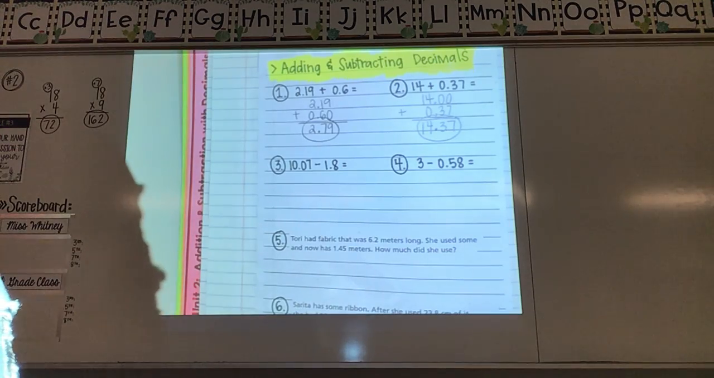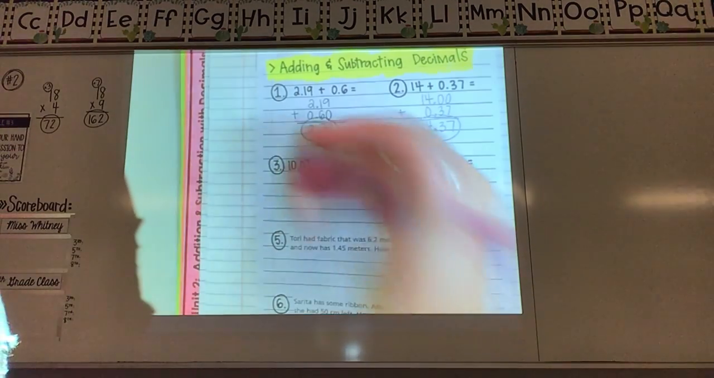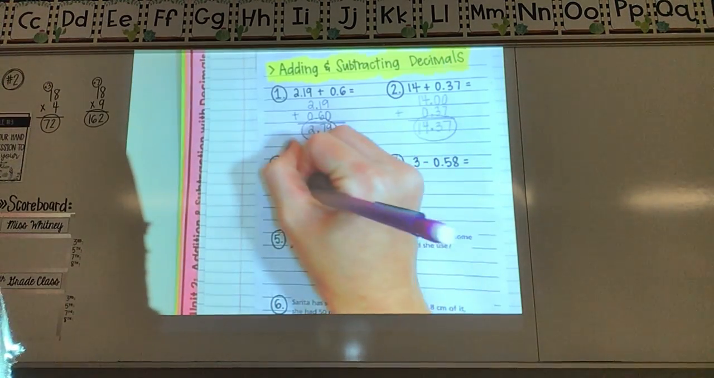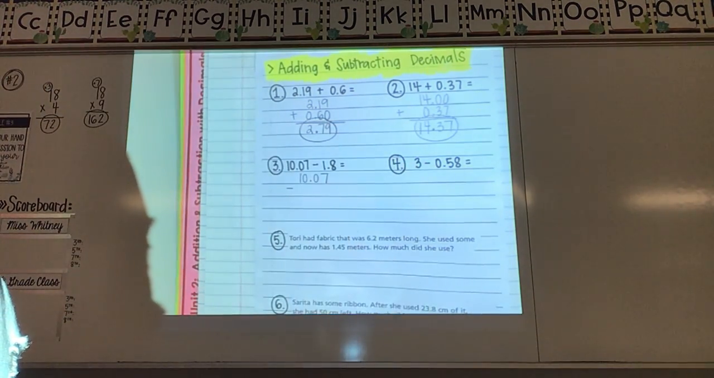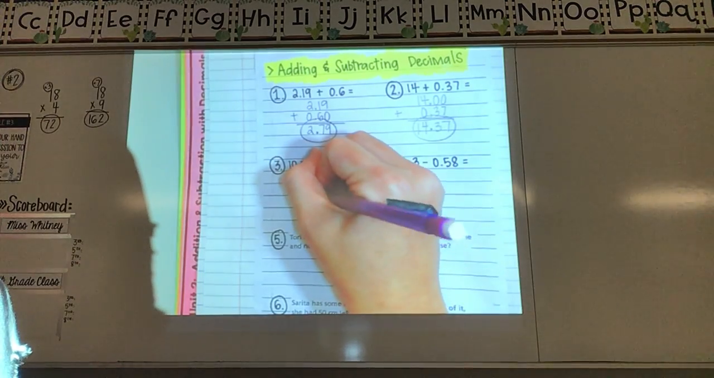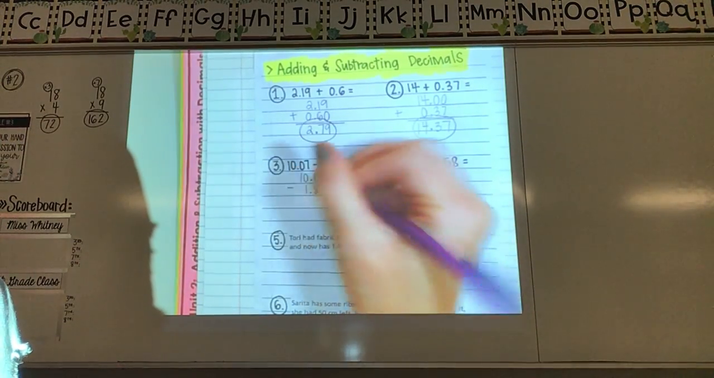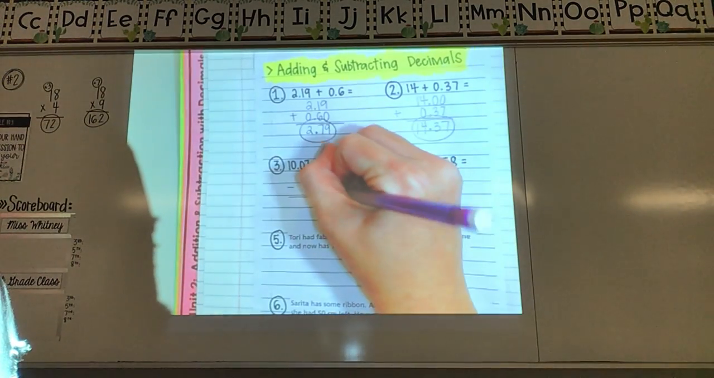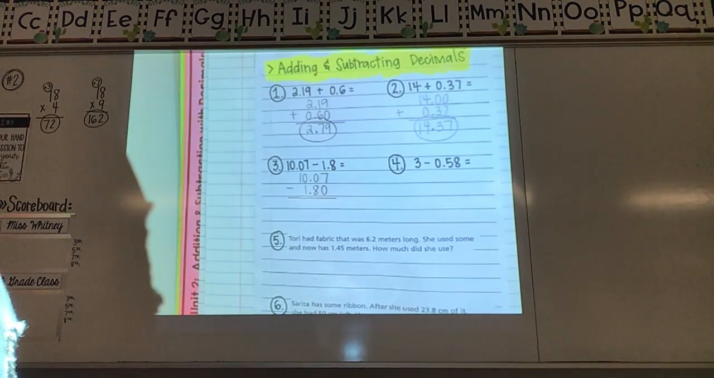Now let's try some subtraction ones. Same process. First I want to stack it up. 10.07 minus, being very careful to line up my decimal points here, 1.8, making sure they're right underneath each other. And I see a blank spot there. What can I fill in my blank spot with? A 0. Now I'm ready to subtract.